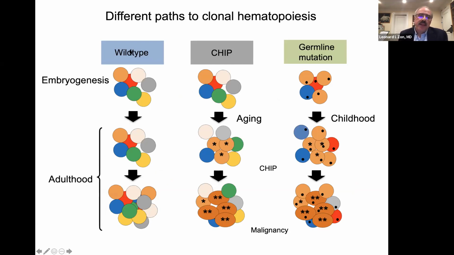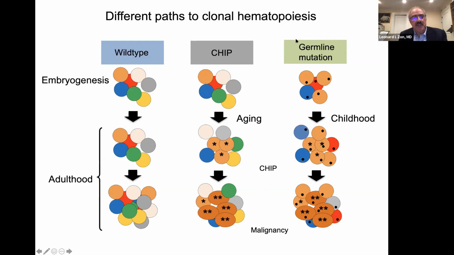So in the wild type situation, you're born with a diversity of stem cells. And these stem cells will go on to ultimately populate the adult marrow, and there's a diversity of stem cell populations. With CHIP of aging, you have a mutation that occurs during elderly development, and that mutation leads to an expanded clone. And then mutations that further happen can lead ultimately to the malignancy.